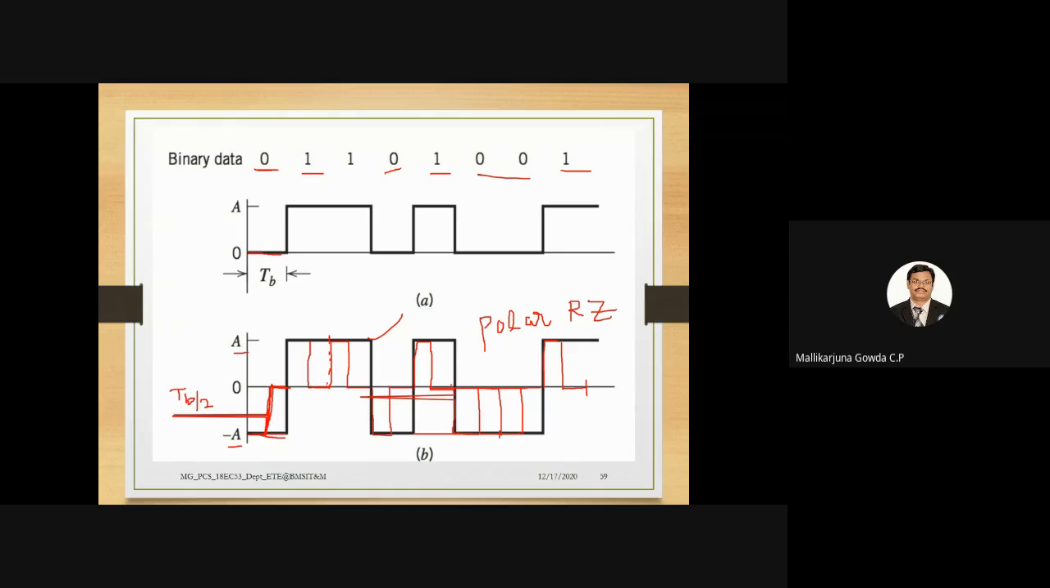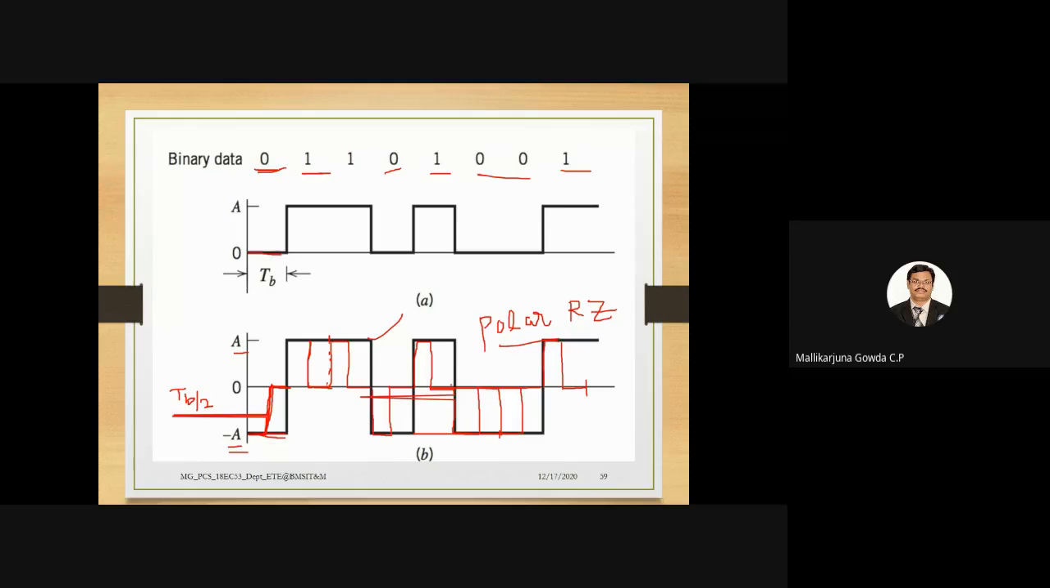So in case of polar, I said binary bit 0 will be represented by a negative pulse, and binary data 1 will be represented by a positive pulse. So that is NRZ. Then polar return to 0 means for binary data 0, it will be a negative pulse only for half of the bit duration. It comes back to 0 for another half of the bit duration. For binary 1, it will be a positive pulse only for half of the bit duration, and again it comes back to 0 for another half of the bit duration.